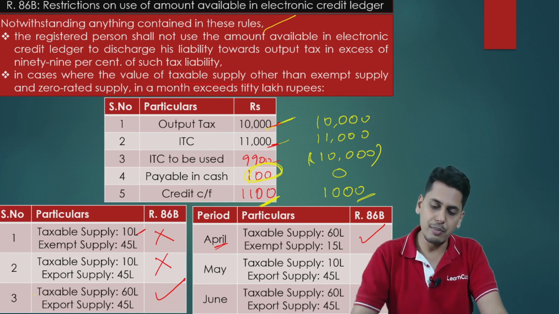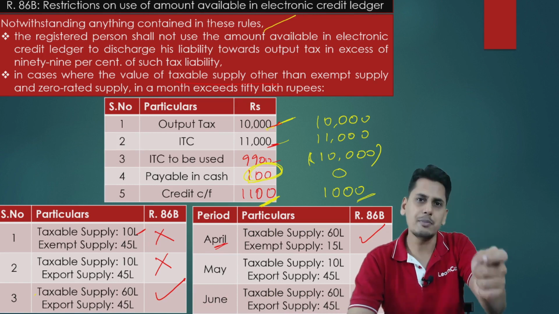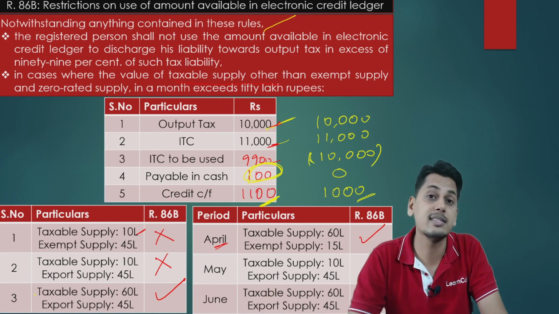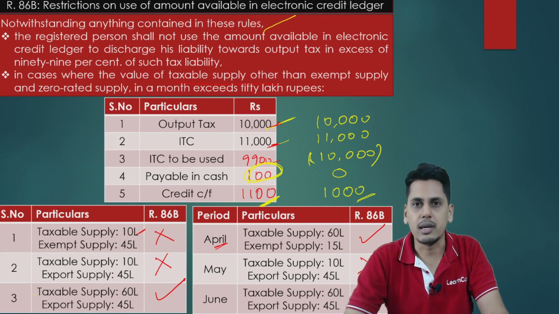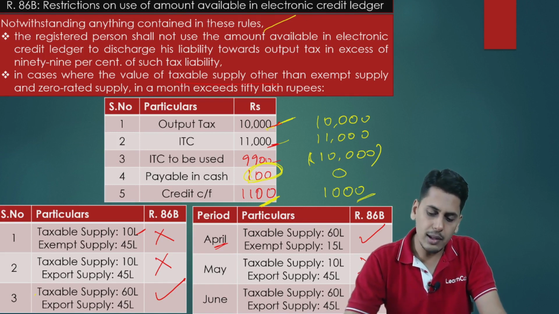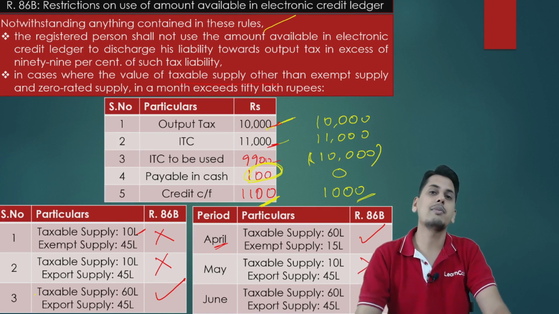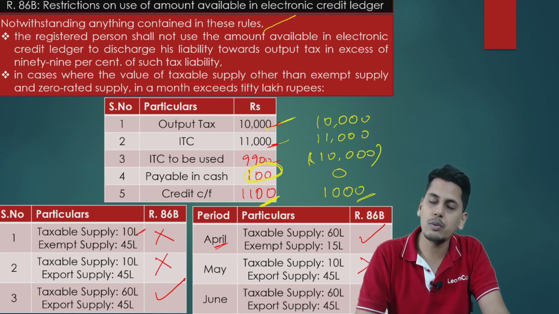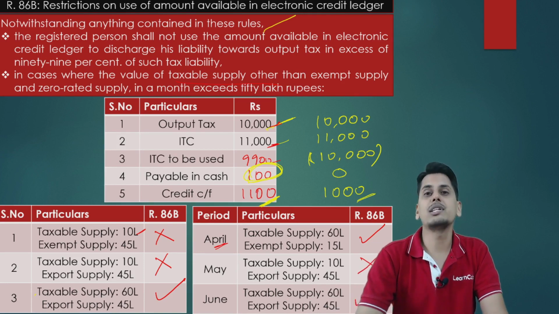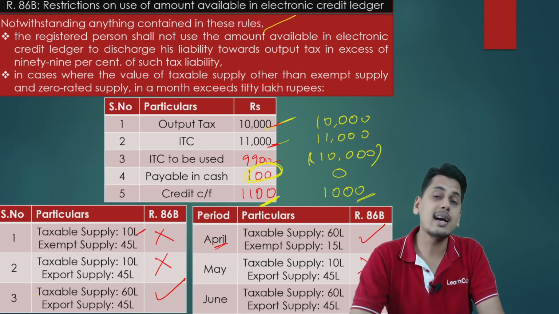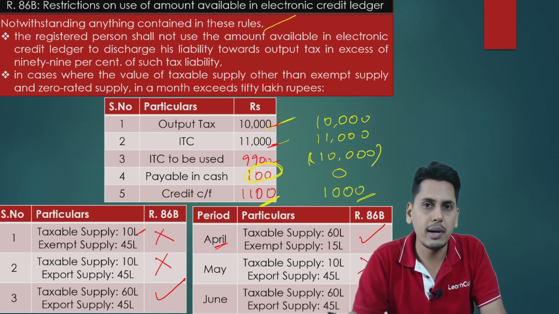So friends, for the month of May, let's say my taxable supply is 10 lakhs, export supplies are 45 lakhs. So does my taxable supply other than exempt supply and zero rated supply exceed 50 lakh rupees? The answer is no. So therefore 86B is not applicable for the month of May. For the month of June, let's say taxable supply is 60 lakhs, export supply is 45 lakhs. Does my taxable supply other than exempt and zero rated supply exceed 50 lakh rupees? The answer is yes. So therefore 86B is applicable. So friends, the conclusion which we are arriving at is, the applicability of 86B needs to be checked on a month-on-month basis.